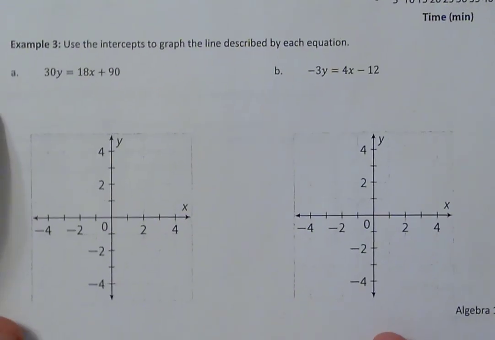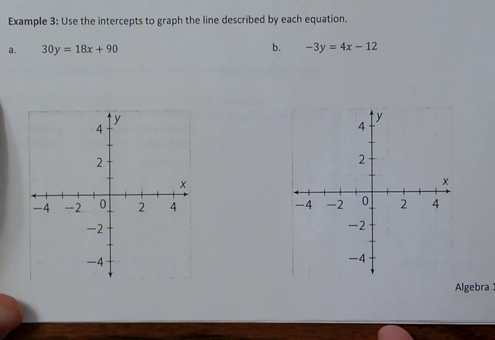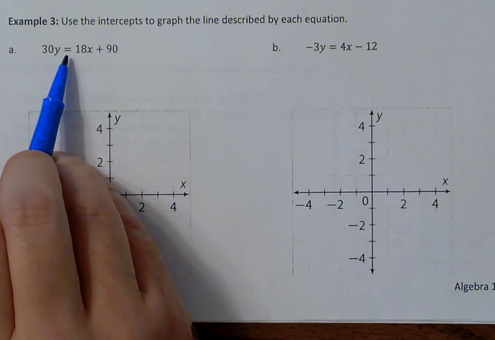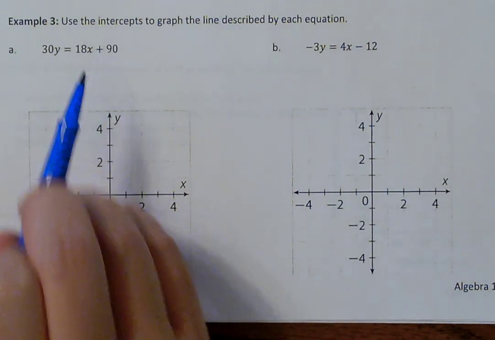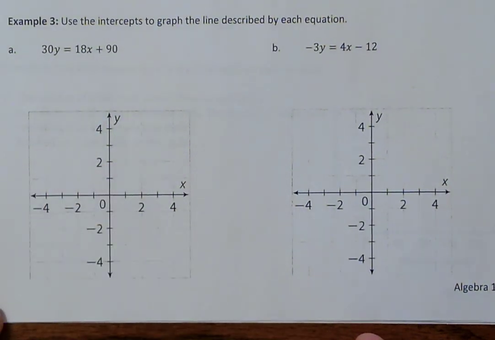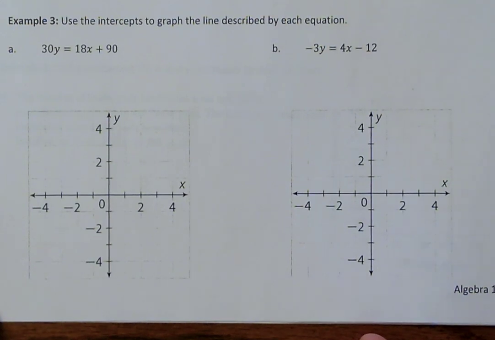All right, lastly, example 3 is going to ask us to use the intercepts to graph the line described in each situation. Now, if we look at part A, we have 30y equals 18x plus 90. Now, we do not need to make a table.